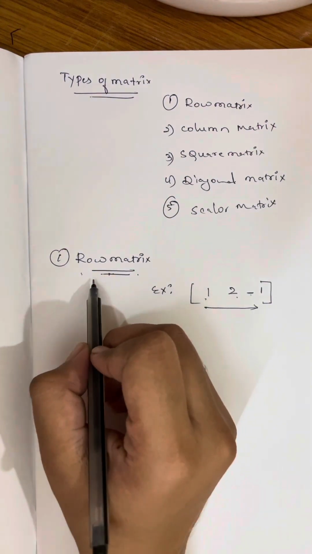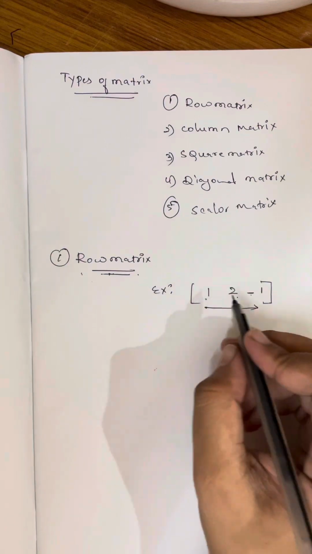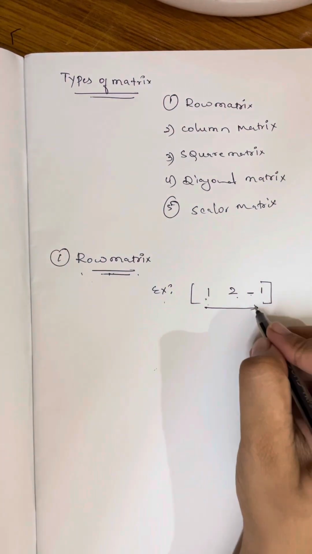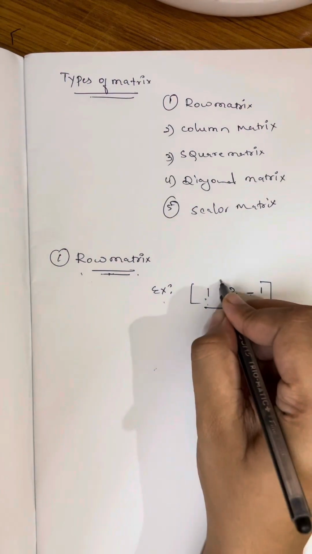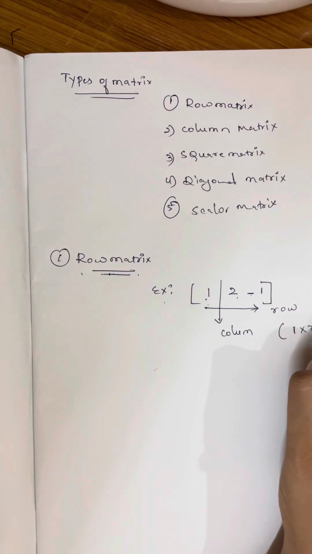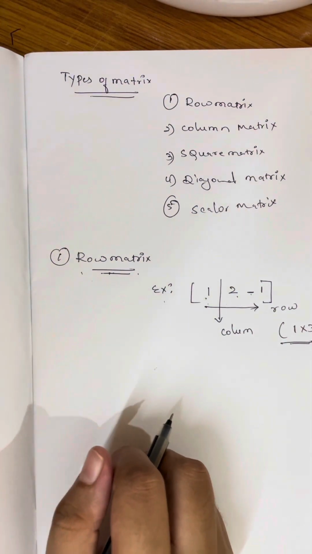Row matrix. A matrix is called a row matrix when it has only one row. For example, 1, 2, minus 3. So this is our row and these are our columns. How many rows do we have? 1 row into 3 columns. So this is nothing but a row matrix.